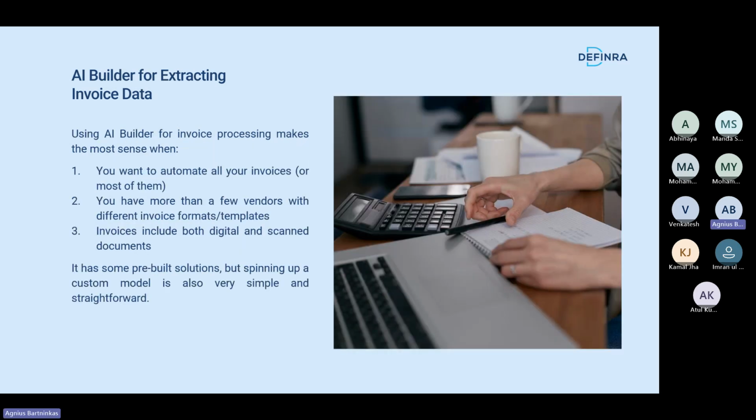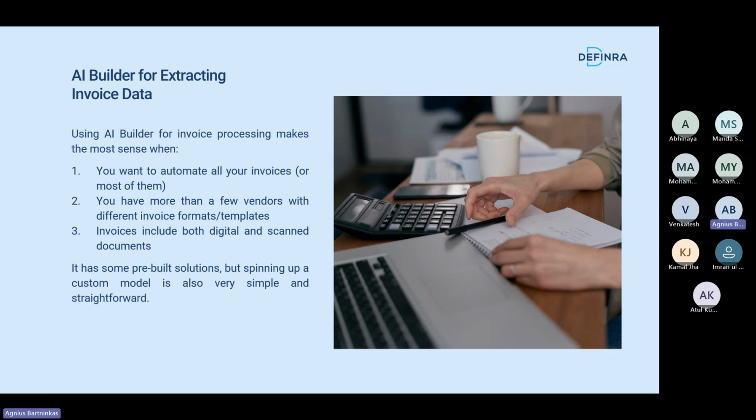Right. So when it comes to AI Builder and using it for processing invoices, it makes the most sense when we want to automate all of our invoices or the majority of them, and if we have more than a few vendors with these different formats. If we're a small business that only has a few vendors, it might not necessarily make sense to use it. It might be easy enough to just build the flows for each of the vendors. But if we have more than a few and we want to automate all of them, then it definitely makes sense to use the intelligence. So that's that.